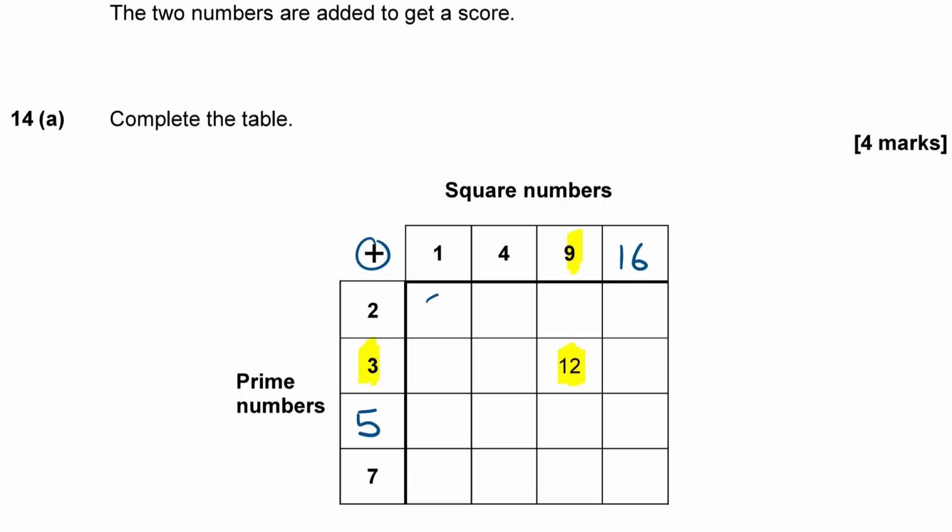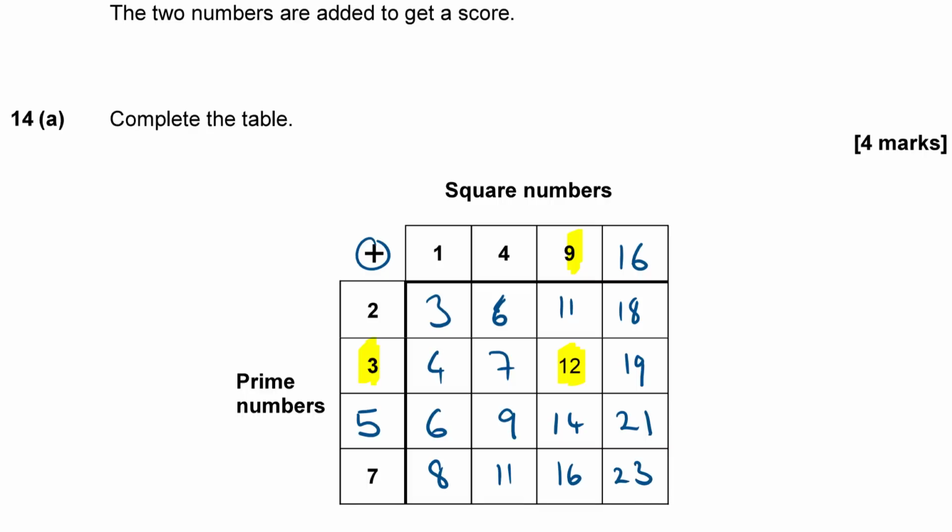So here, this is 2 plus 1, which is 3. Next one is 2 plus 4, which is 6. 2 plus 9 is 11, and 2 plus 16 is 18. 3 plus 1 is 4, 3 plus 4 is 7, 3 plus 9 is already done for us, and 3 plus 16 is 19. 5 plus 1 is 6, 5 plus 4 is 9, 5 plus 9 is 14, and 5 plus 16 is 21. 7 plus 1 is 8, 7 plus 4 is 11, 7 plus 9 is 16, and 7 plus 16 is 23. Okay, so we filled out our possibility space.